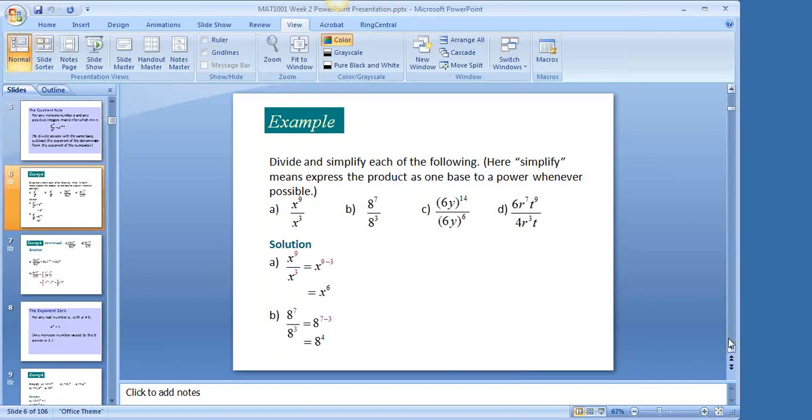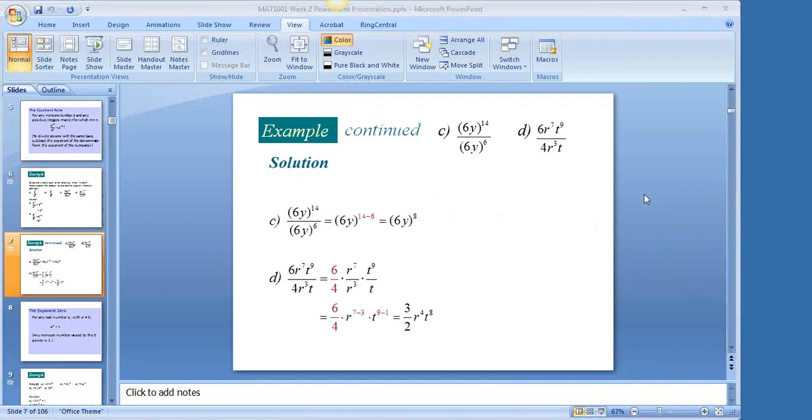So example A would be x to the 6th, because we're just subtracting. We have the same base. Now take a look at example D. I'm going to go to the next slide for that one. What some people do is they think that all new rules apply even to things that you've already learned. That's not true. In other words, 6 over 4 will reduce to 3 over 2, just like you always have done with fractions. But we are going to look, and I'm going to erase here so it's a little easier to see, we are going to look at the r's and then the t's, okay?